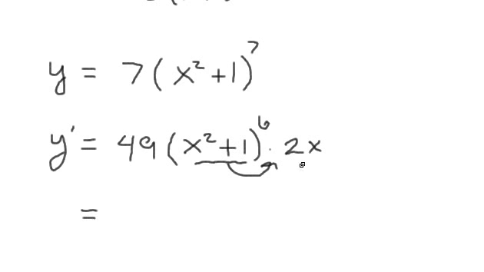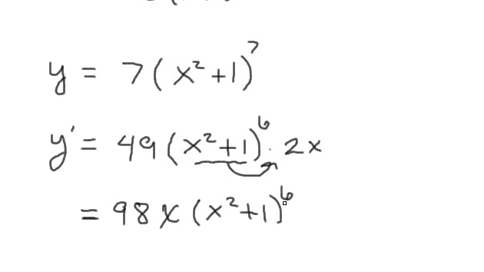Now we want to simplify this down. So let's go ahead and take our coefficients. Let's take this 2x and bring it over here. So we have 2 times 49 is going to be 98x. Alright, we're going to rewrite what's in parentheses. We have x squared plus 1 raised to the 6th power. And of course, don't want to forget that y prime. Let's look at another one.